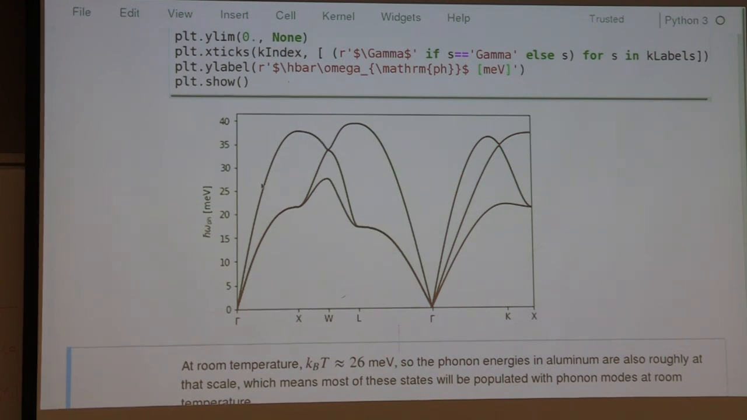So for aluminum, the phonon energies are sort of just about straddling room temperature. So at room temperature, most of these phonon modes will have quite a significant occupation, right? So they will all contribute to things like electronic resistivity.